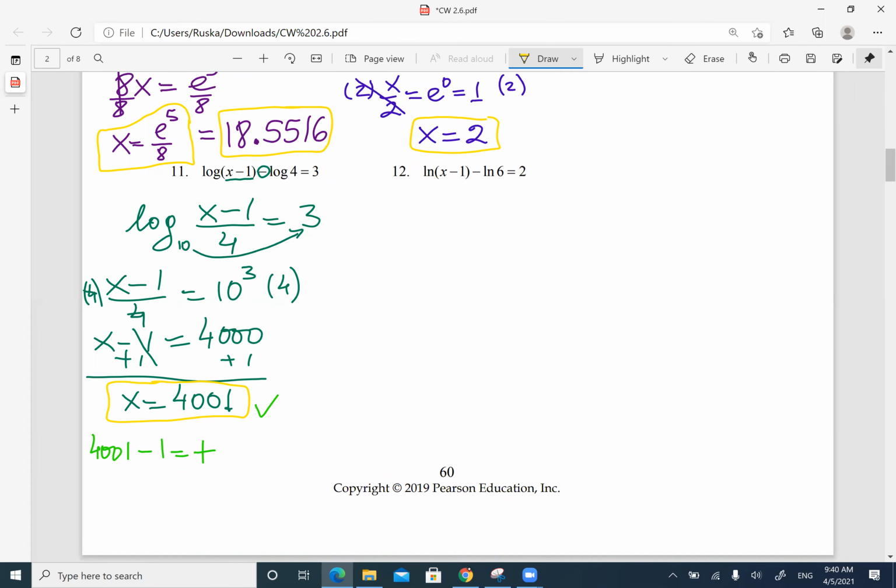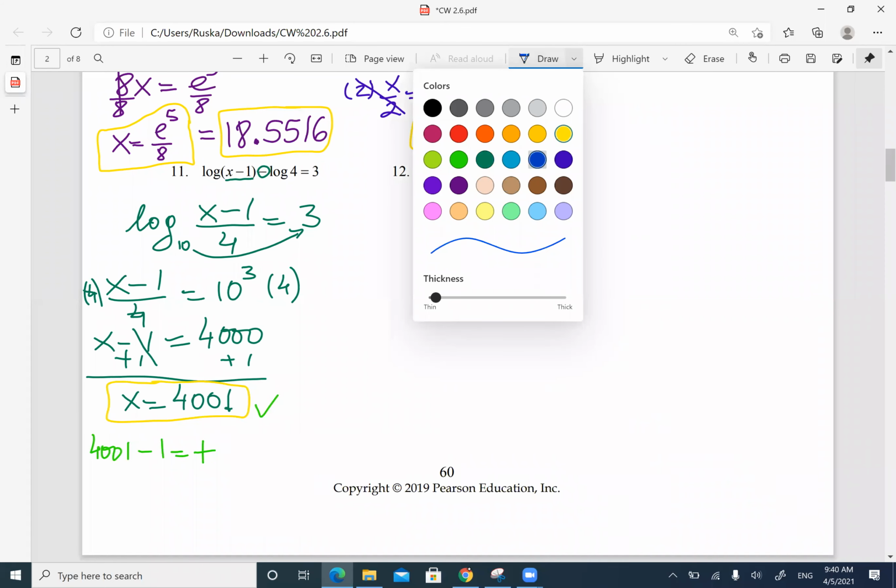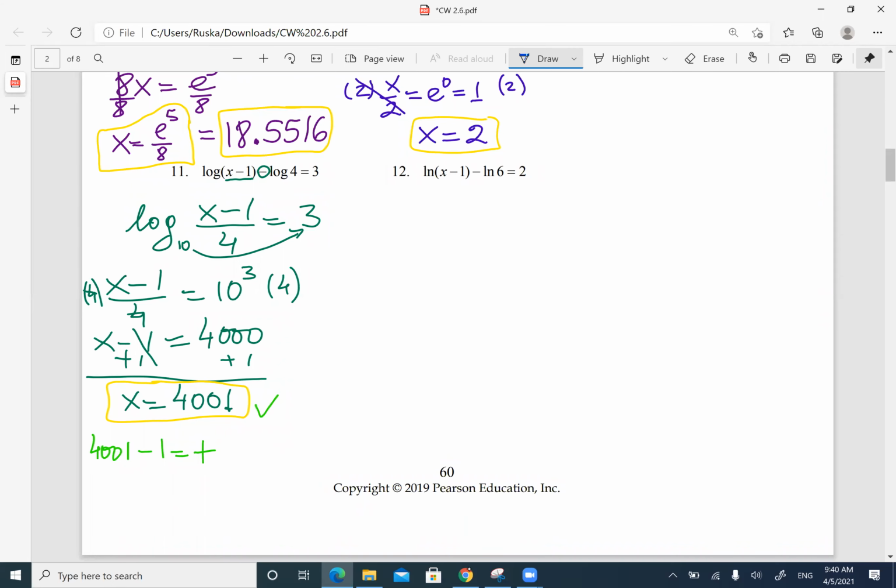Then let's go ahead and do the next one where we're gonna do the same. ln minus ln is ln of division. Minus means division. Plus means multiplication. So I'm going to get ln of (x minus 1) over 6 equals 2. And then you're going to switch it. ln, the base is e. So it's going to be e squared. So we're going to write (x minus 1) over 6 equals e squared.